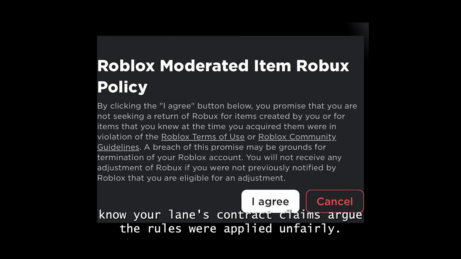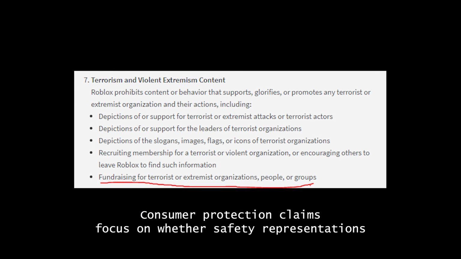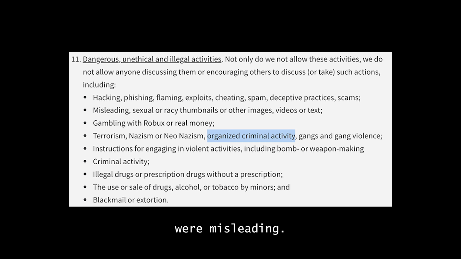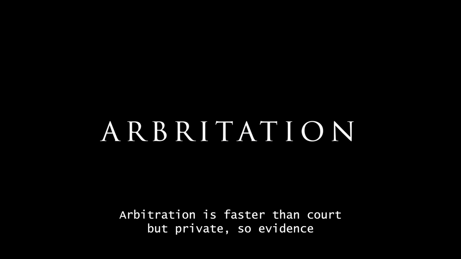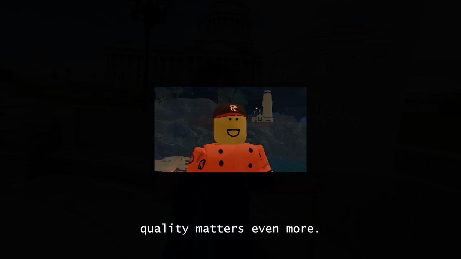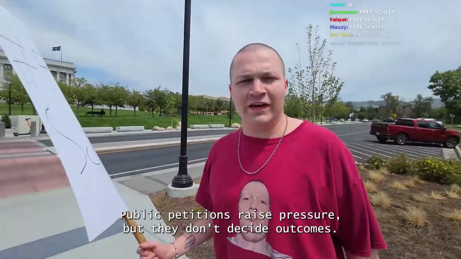Step 5. Know your lanes. Contract claims argue the rules were applied unfairly. Consumer protection claims focus on whether safety representations were misleading. Arbitration is faster than court, but private, so evidence quality matters even more. Public petitions raise pressure, but they don't decide outcomes.